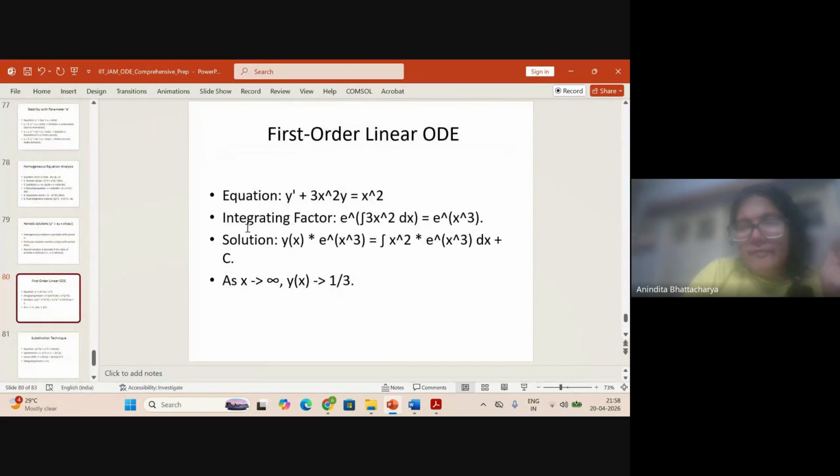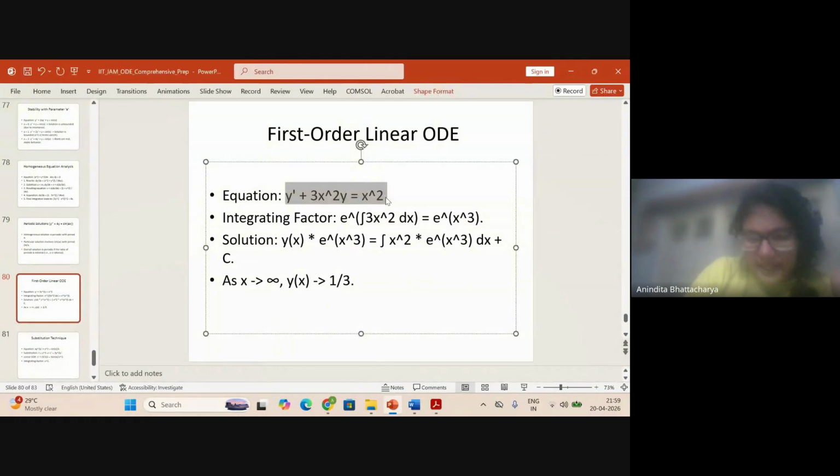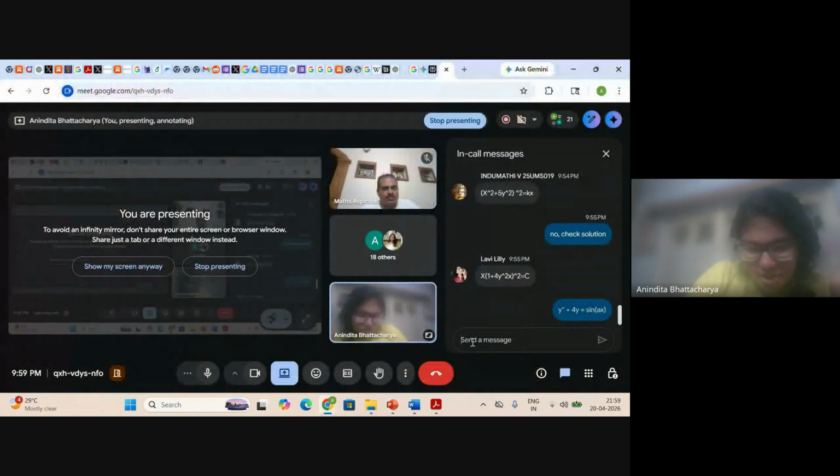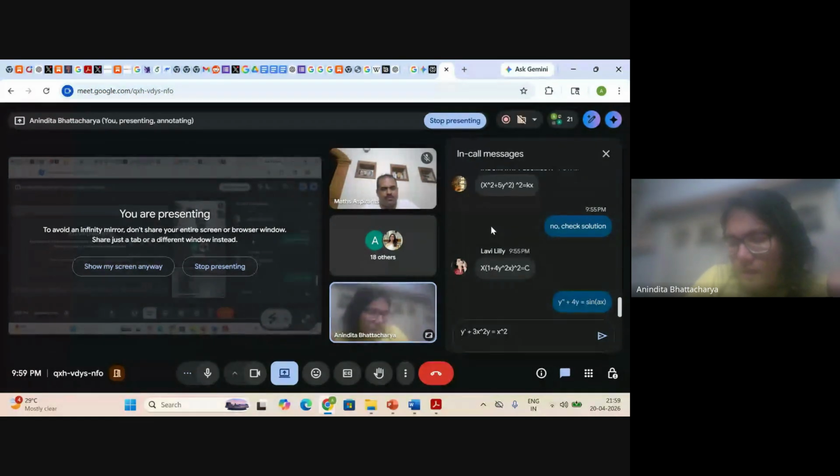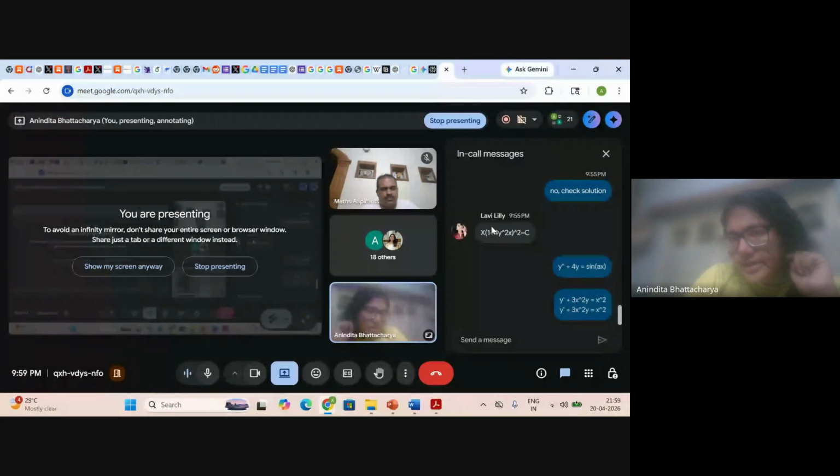Then I have a first order linear ODE, y prime plus 3x squared y equals x squared. I can share it here. You can see this equation and solve it quickly and tell me the answer.